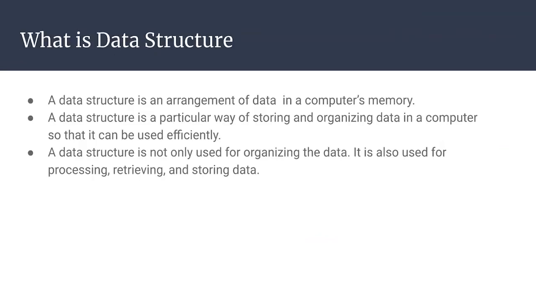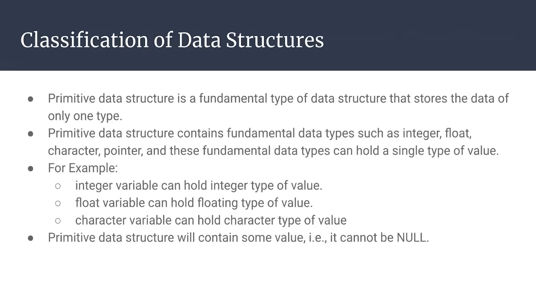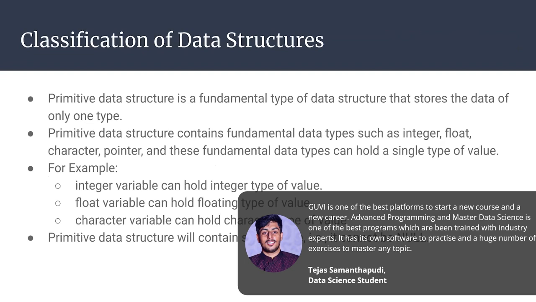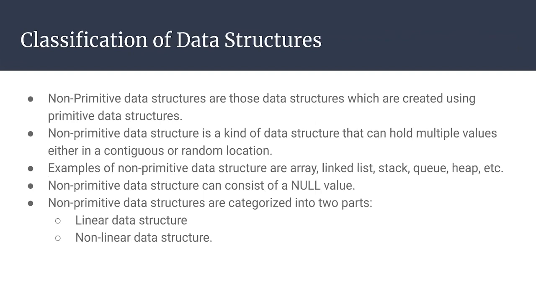What is a data structure? A data structure is nothing but the arrangement of data in the computer memory. The data structure is not only for organizing the data, but is also used for processing, retrieving and storing the data, right? Classification: primitive data structures and non-primitive data structures. Primitive data structures we already know: integers, floats, characters, Boolean and all that. Non-primitive data structures are those which are created using primitive data structures. For example, array list, linked list, tree, graphs, all those are non-primitive data structures. This is how you're organizing the data using primitive data structures, right?